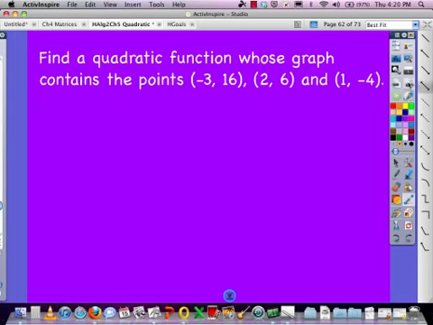We could write our generic standard form equation, y equals ax squared plus bx plus c, and then plug these x and y values into that, and we would get 3 equations with these 3 points. One for the negative 3, 16, one for the 2, 16, and one for the negative 1, 4. If we did that, we'd have 3 equations, 3 unknowns. We could do any of our systems. That's a little longer process by hand.